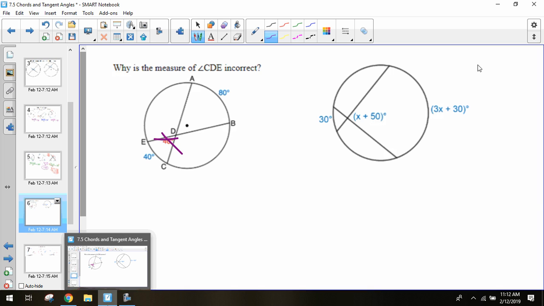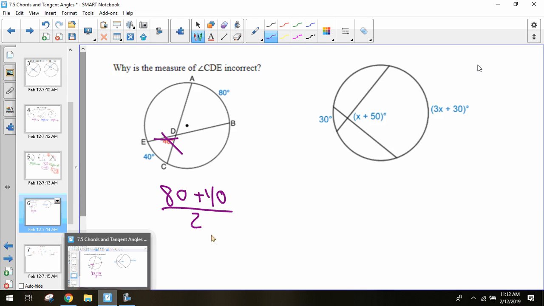How would we find what the angle is? 80 plus 40. 80 plus 40 divided by 2. That gives us 120 divided by 2 equals 60 degrees. So 60 is your actual degrees, not 40. Once again, it's because it's not a central angle. It's made of two chords that don't pass through that center. Very good.